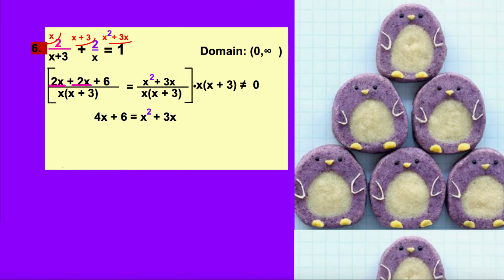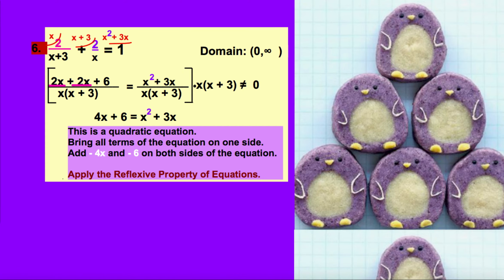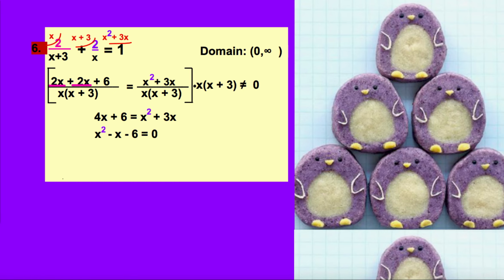We obtain 4x plus 6 equals x squared plus 3x. This is a quadratic equation. Bring all terms of the equation on one side. Add negative 4x and negative 6 on both sides of the equation. Apply the reflexive property of equations. This results in x squared minus x minus 6 equals 0.